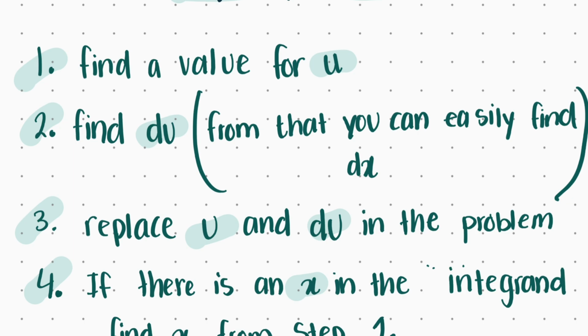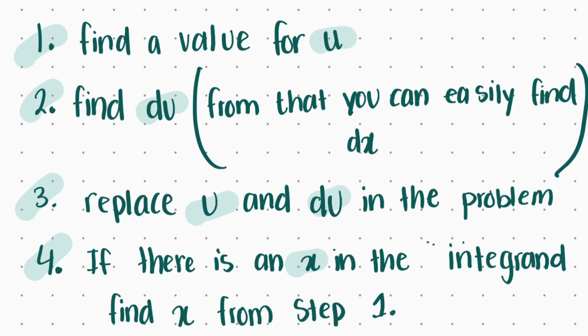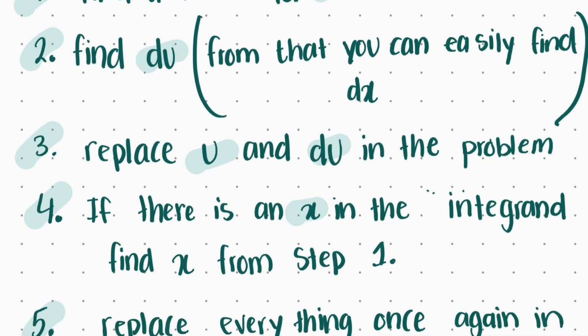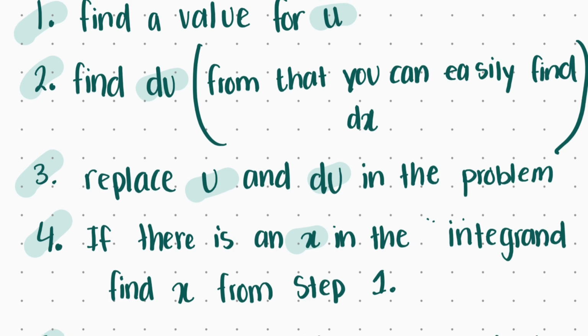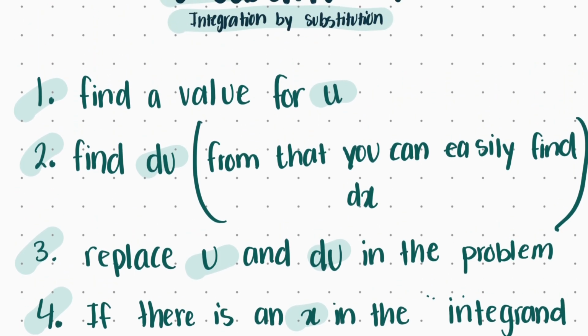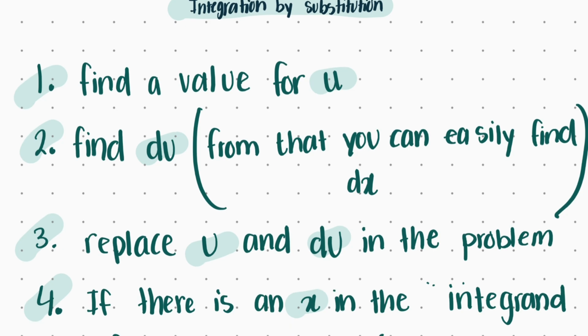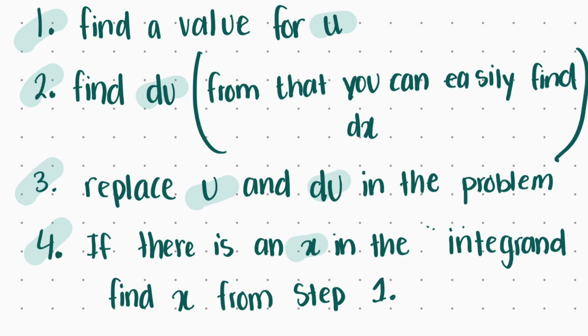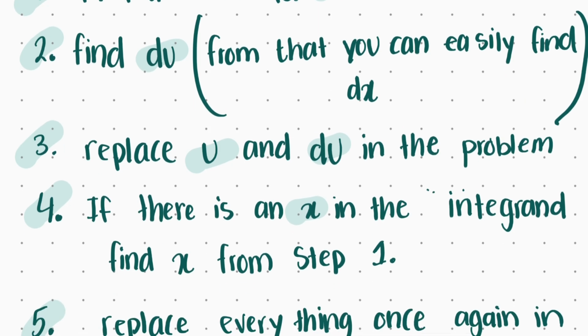Hopefully that's pretty straightforward. The third step is to replace u and du in the problem or the integrand. The fourth step is that we saw this in our previous 2 problems, that if there is an x in that integrand, find x from step 1. What is step 1? Well, step 1 is where we found the value of u, because we know that u is going to be in terms of x, right? So we could easily find x in terms of u. And that is step 4.